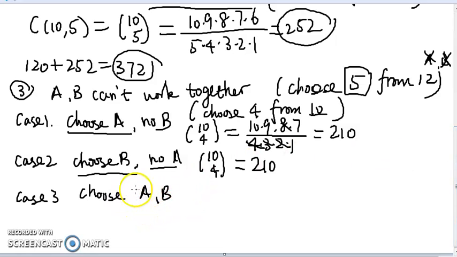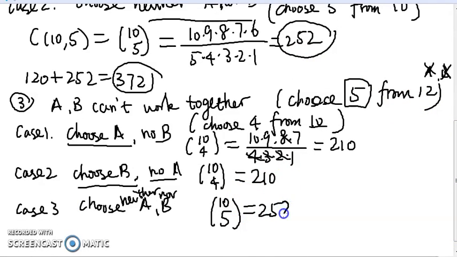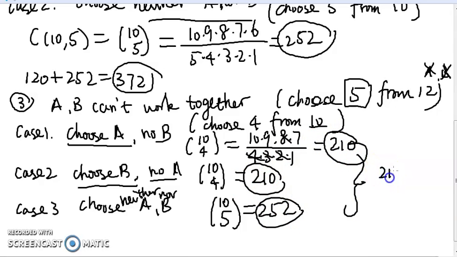We're going to choose neither A nor B, which means we don't choose A, don't choose B. So we still need to choose 5 people out of 10, because we cannot choose A, cannot choose B. So this is the same as case 2, which we did. And we can just copy down the answer from here, 252. And now we're going to add all of these 3 numbers together, 210 plus 210 plus 252. That gives us 672. This way we're guaranteed that A, B are not working together.